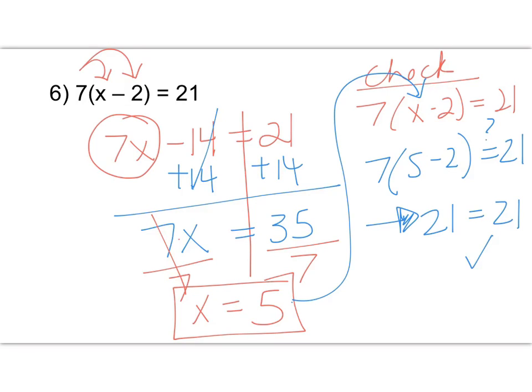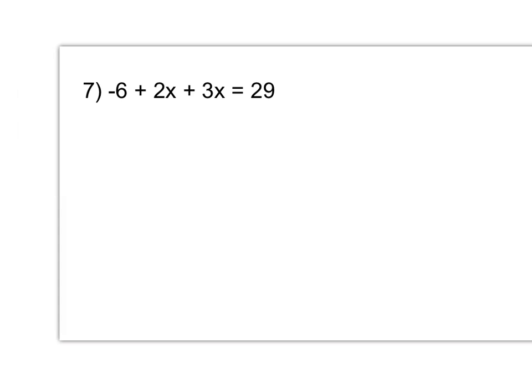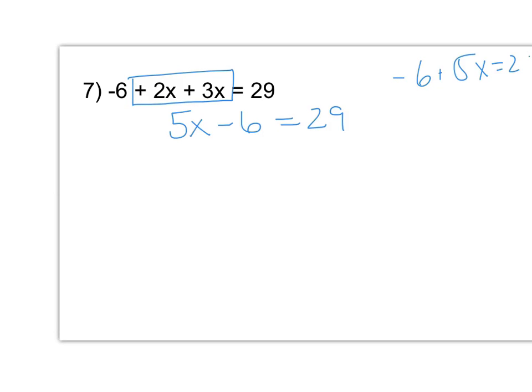Okay, now let's move on to the next one. Here I have another equation where I don't have parentheses, so that means I can't distribute, but I can combine like terms. I notice that I have a positive 2x and a positive 3x, so 2x plus 3x is 5x, and I'm going to bring down my minus 6 is equal to 29. You could have put that negative 6 first, and that would have been fine. If you wrote negative 6 plus 5x is equal to 29, that would have been fine too.